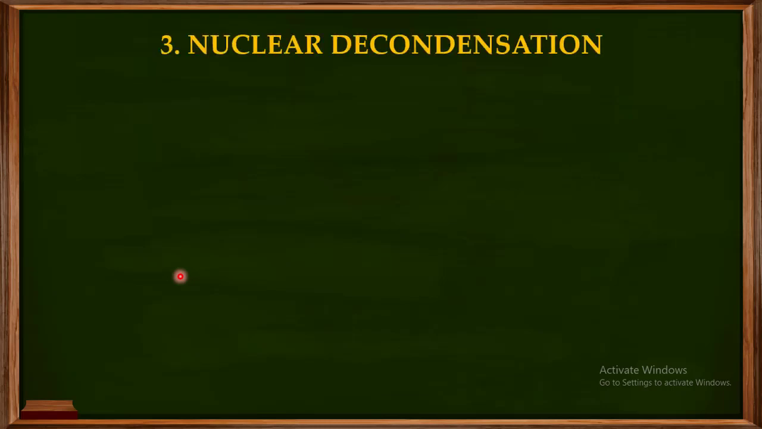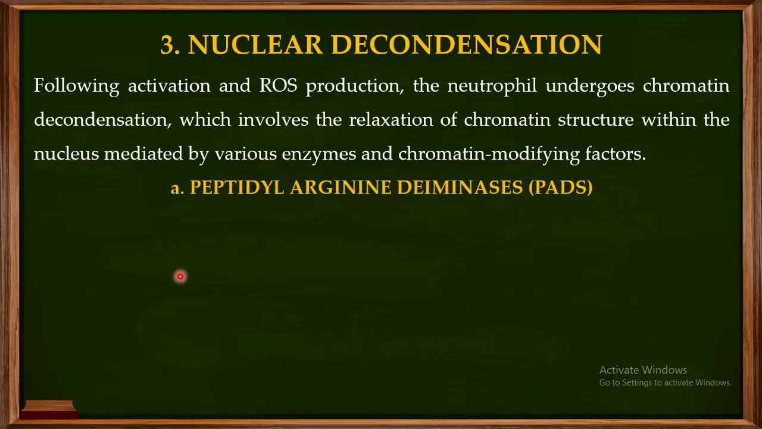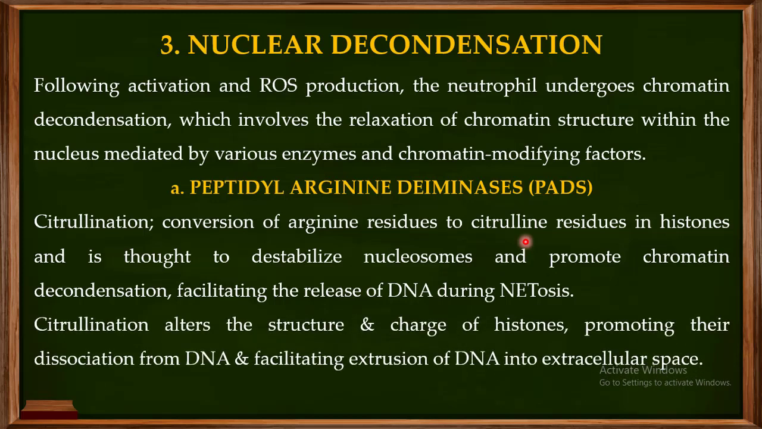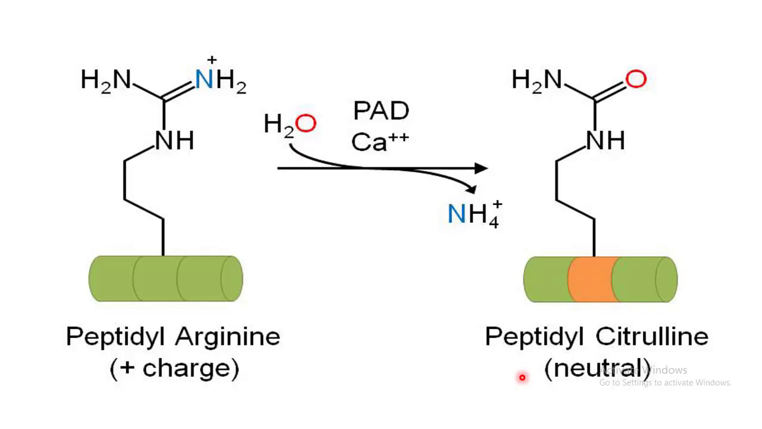Then I've told you that the third step in NETosis is the nuclear decondensation. In the nuclear decondensation, I told you about an important enzyme, the peptidyl arginine deiminases, the PADs, and this particular enzyme was responsible for citrullination. During citrullination, the arginine residues in the histone proteins get converted into citrulline residues. When they convert into citrulline residues, that alters the structure and charge of the histones, thereby promoting their dissociation from the DNA and facilitating extrusion of the DNA into the extracellular space.